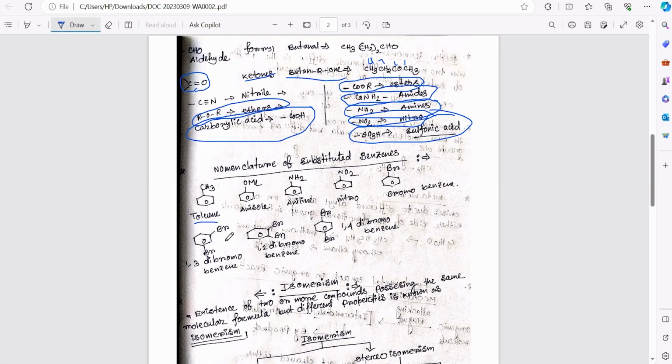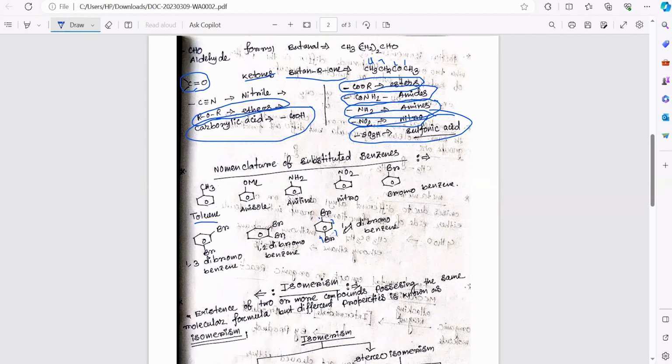And this is bromobenzene. Now, if we have a benzene ring with two bromines at positions 1 and 3, that is 1, 3-dibromobenzene. If we have bromine groups at the 1 and 2 positions, we call it 1, 2-dibromobenzene. In the same way, 1, 2 and 1, 3 you have already seen. Now the 1, 4 position: we start from 1, 2, this is 3, this is 4. So 1, 4-dibromobenzene.